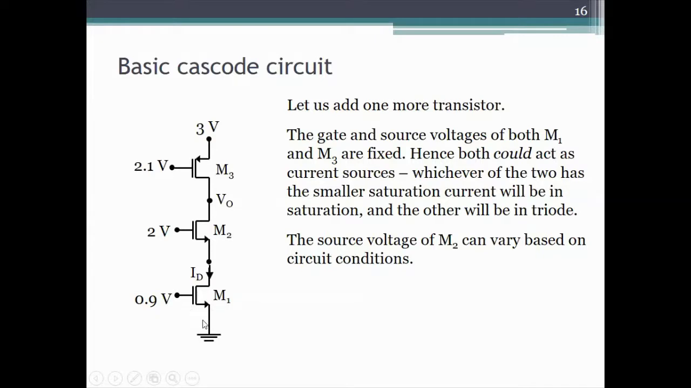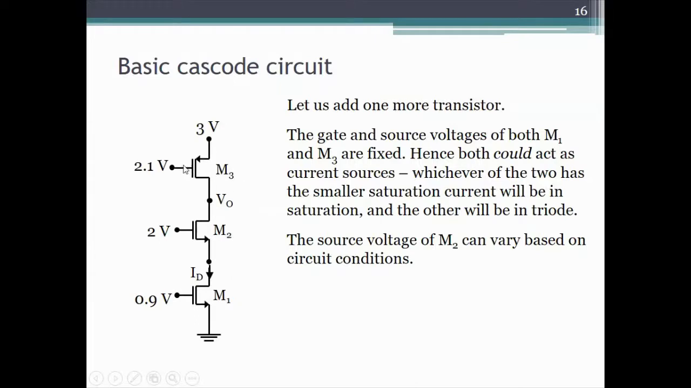Because the saturation current is determined by the gate source voltage. So M1 will have a certain saturation current, M3 will have a different or the same saturation current. If these saturation currents are different, as we saw in the previous circuit, whichever is the smaller saturation current will be the current in the circuit, and the larger saturation current transistor will go into triode.